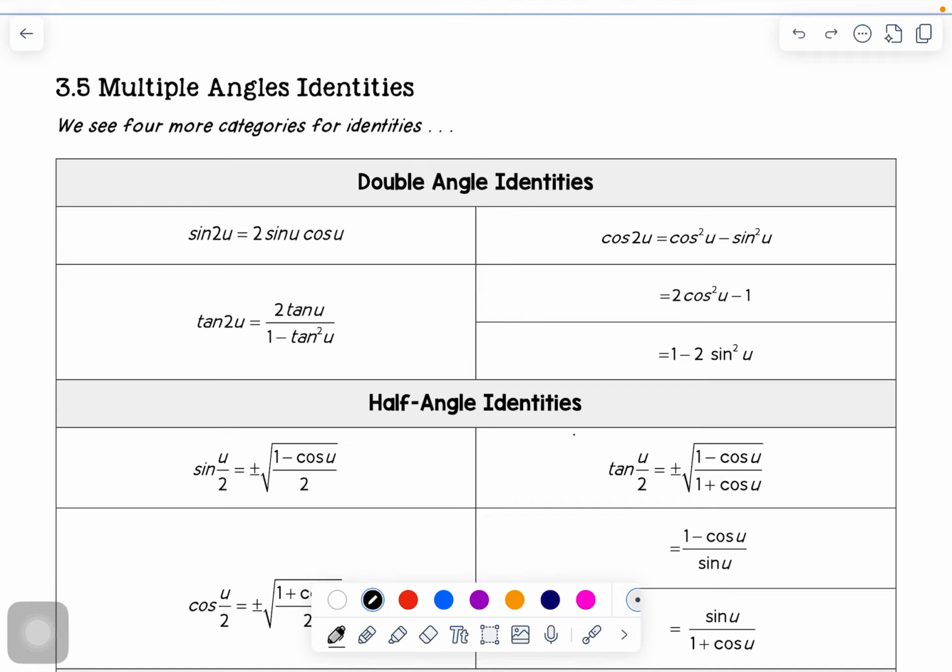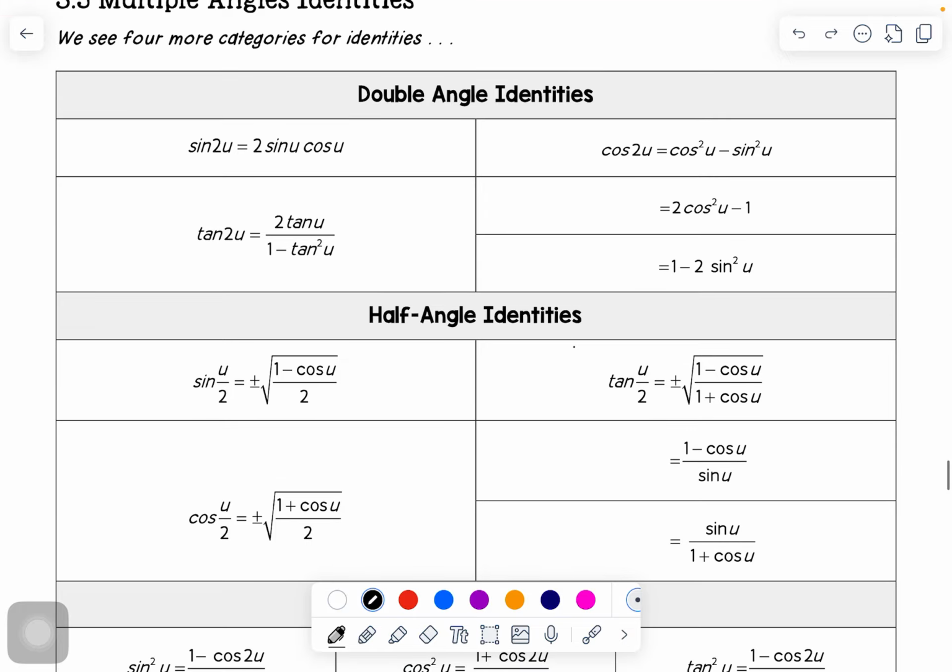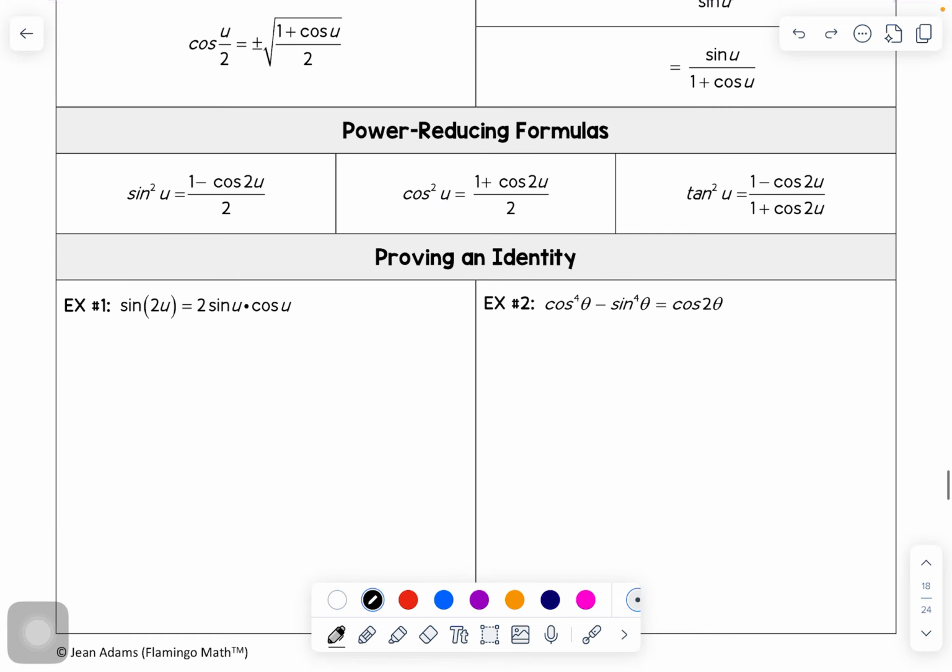All right, so here's your lesson for 3.5, multiple angle identities. Very much like the previous lesson with the sum and difference identities, we have these formulas here that we're going to use, and we're going to use them along with the unit circle or perhaps some arbitrary triangles, to either prove identities or solve, okay? So let's jump right into it, proving an identity.